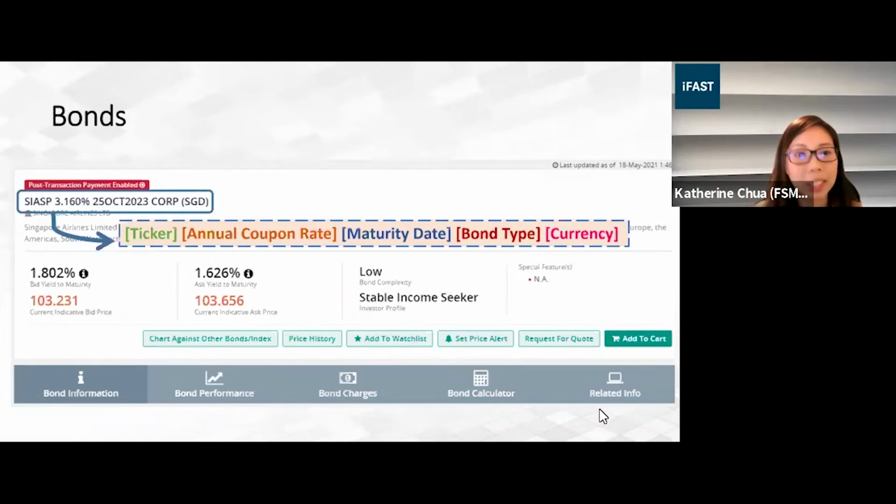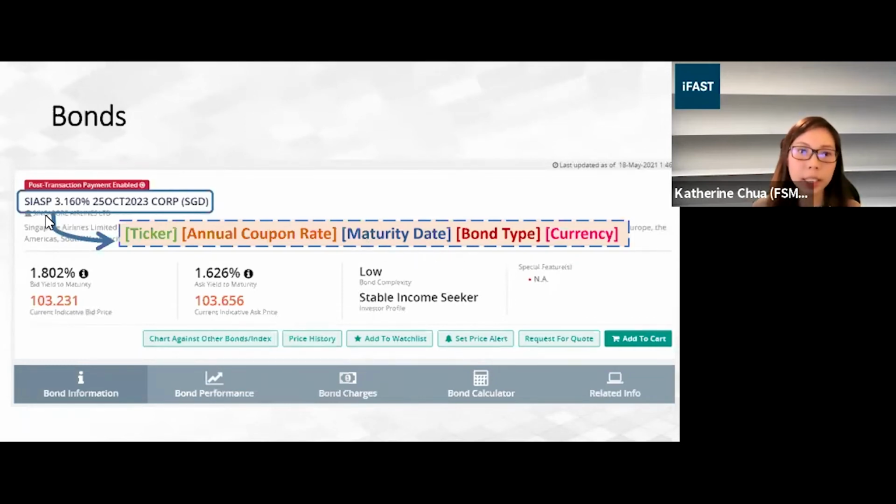First, it starts with the ticker, then followed by the coupon, then the maturity date, and also the currency. So in this case, this is a bond issued by Singapore Airlines. The bond ticker is SIASP, and the coupon rate of the bond in this case is 3.16%.